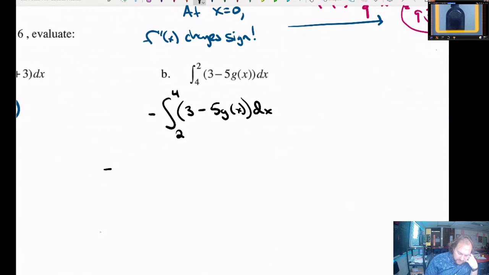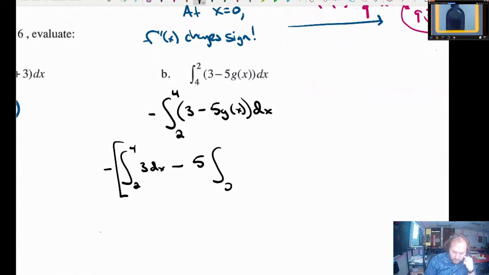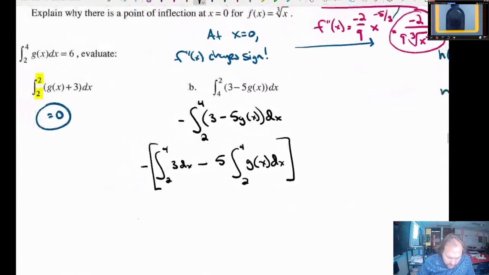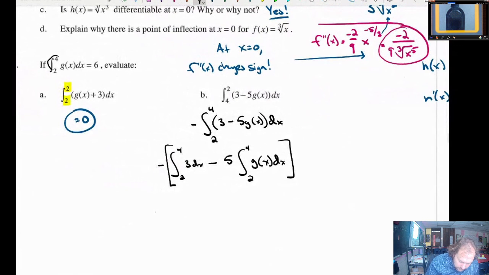What we're going to do now is separate this into two integrals. This will be the negative integral. I'm going to do this whole thing in parentheses and apply the negative at the end. The integral from 2 to 4 of just 3 dx, which we can do by thinking about it as a rectangle, minus 5 times the integral from 2 to 4 of g of x dx. Now, what's nice is that we already know that the integral from 2 to 4, highlighter please, is equal to 6. So that whole chunk there is just going to be the number 6.